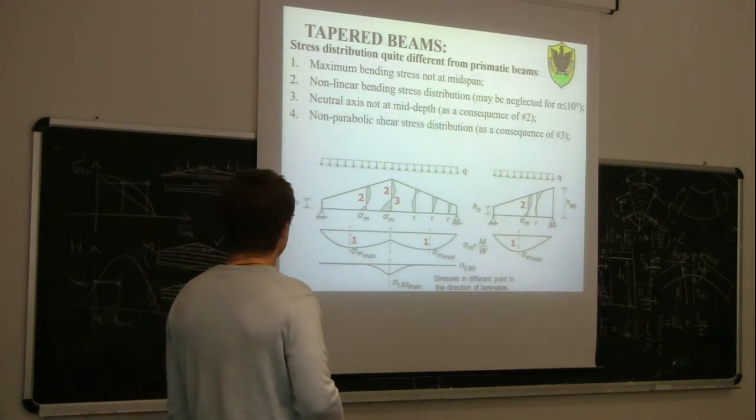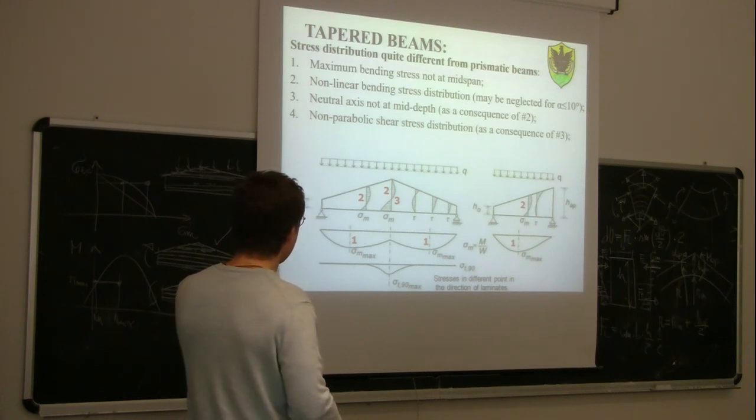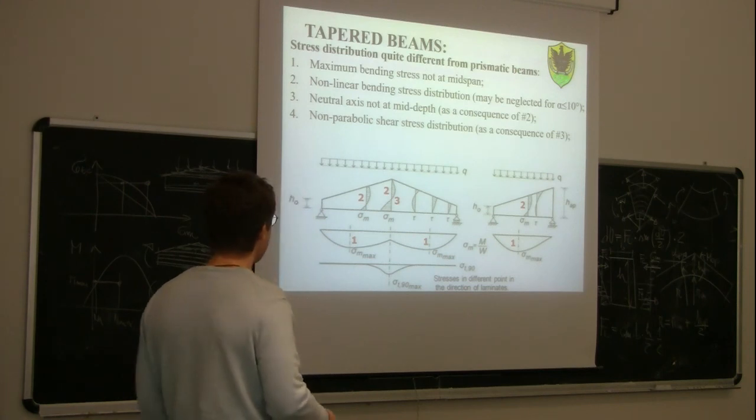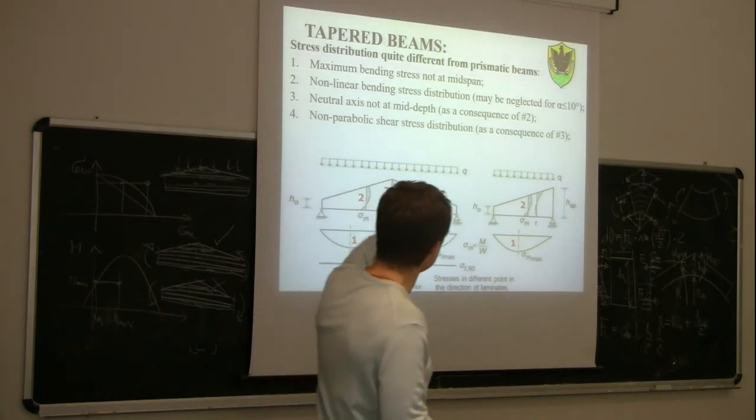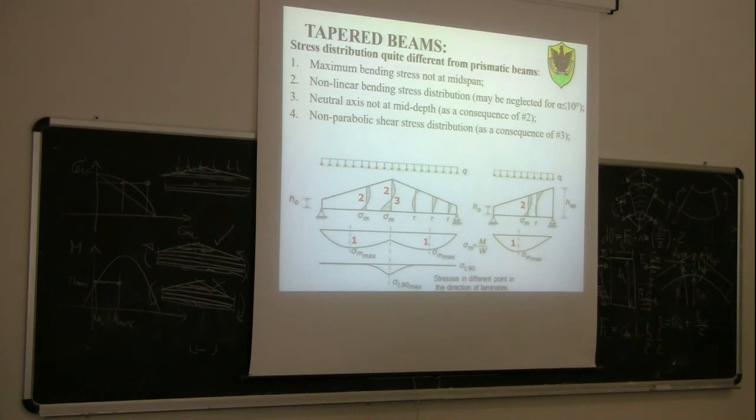In terms of shear stresses, we have a non-parabolic shear stress distribution, again as a consequence of the fact that the neutral axis is not at mid-depth. So again, the Jourawski equation will lead to a different relationship. We don't have anymore the results of the Jourawski formulation. You can see here, for example, the trend of the tau. Sorry, it's non-parabolic, with a different shape.